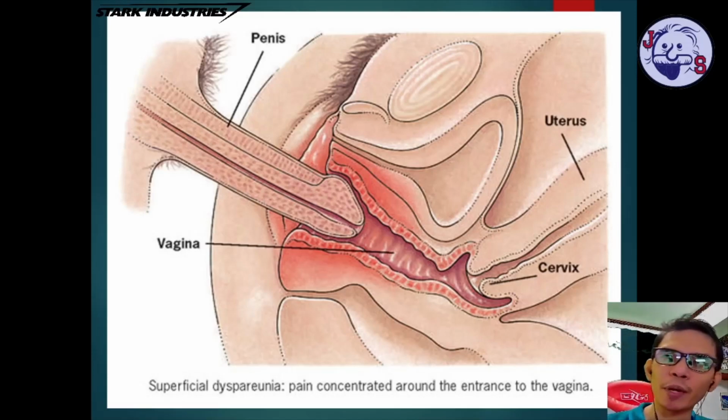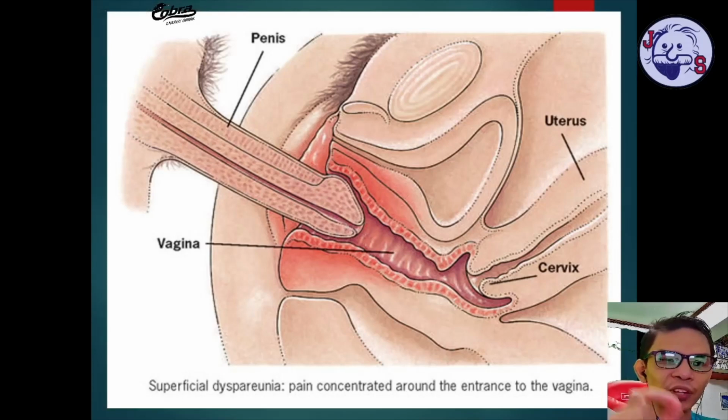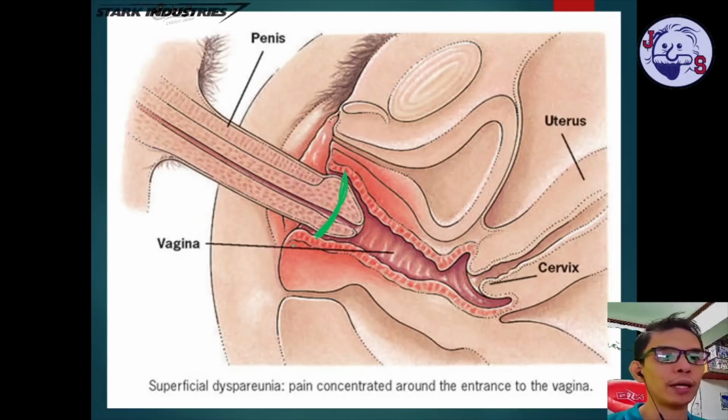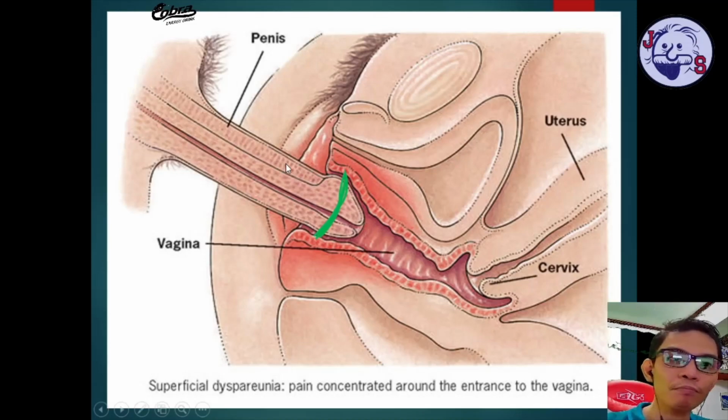Before the penis enters, the vagina contains a very thin film called the hymen. It is located somewhere here. That film protects the vagina from foreign objects like bacteria, fungi, and so on and so forth. So that is the vagina and its function.